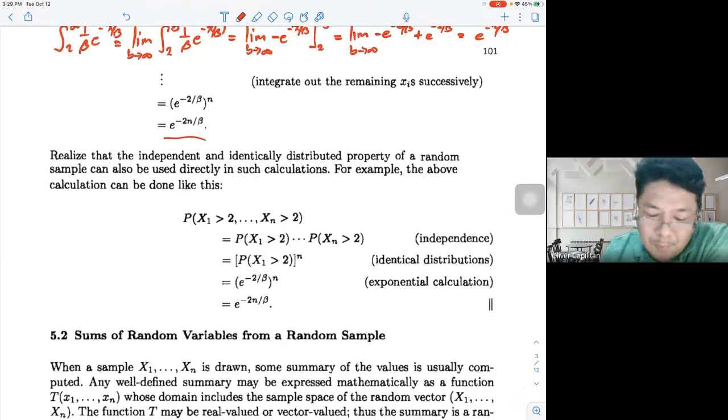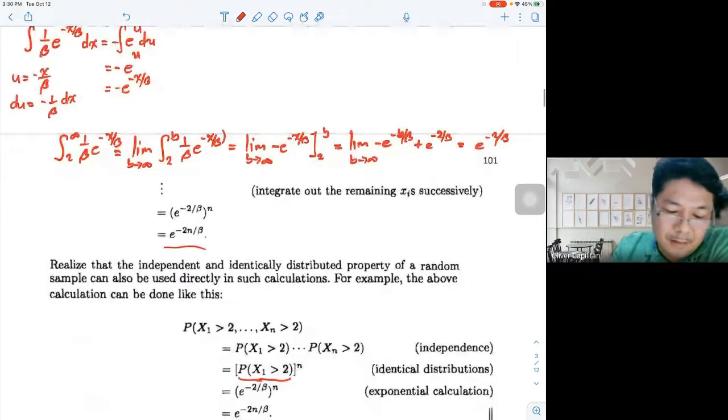If we compute the same probability, the probability that x sub 1 greater than 2, x sub 2 greater than 2, up to x sub n greater than 2, that's by independence. We have the probability of x sub 1 greater than 2, and so on and so forth, the probability of x sub n greater than 2. And since they are identically distributed, we can just have the probability of x sub 1 greater than 2 raised to n. Evaluating this, we have this part.